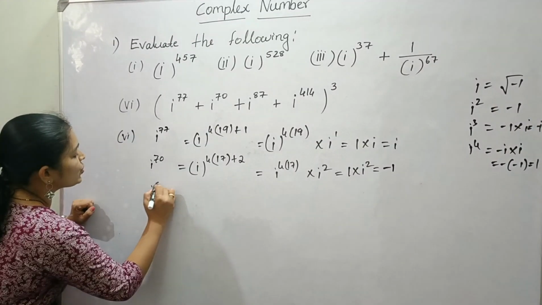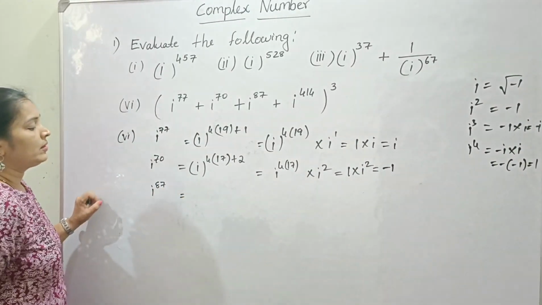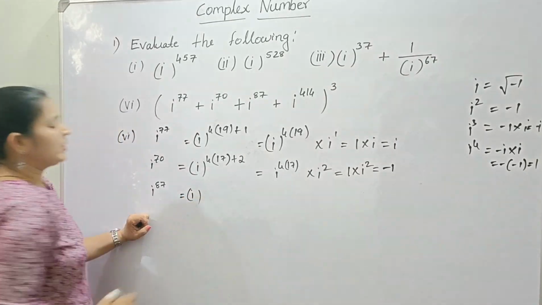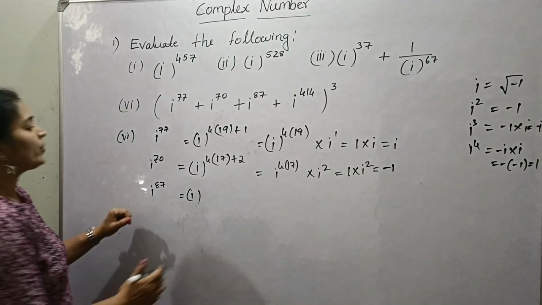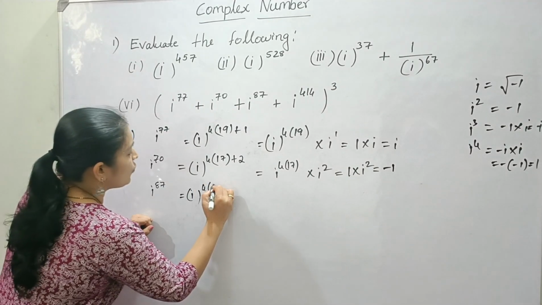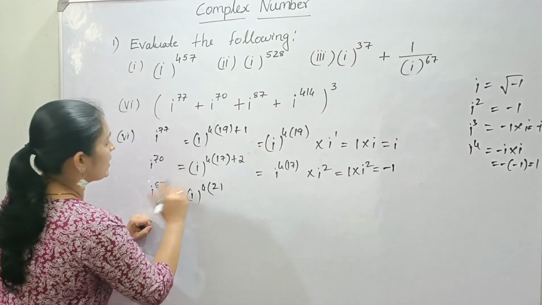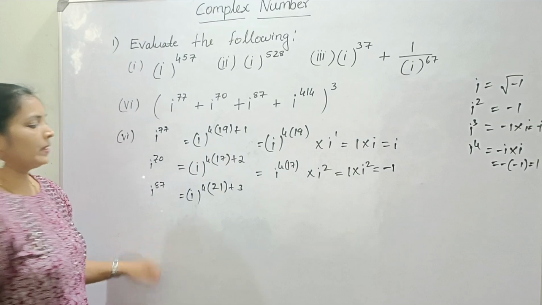Next, i raised to 87. Here also divide 87 by 4. So 4 ones are 4, remainder 3.